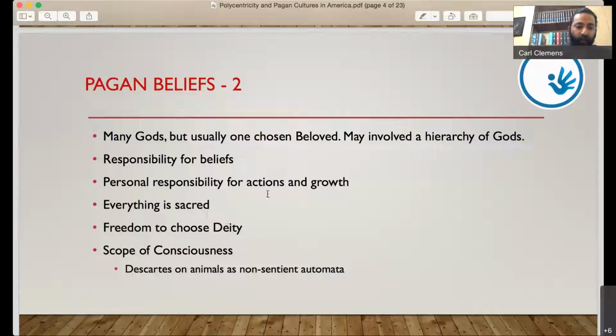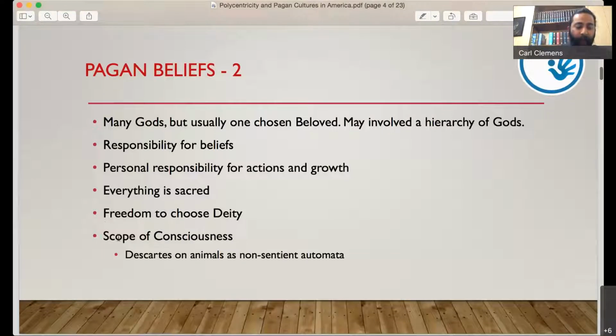The freedom to choose one's own deity. Again, this kind of goes along with responsibility for one's own beliefs. So even the deity that you choose is based on one's own inner pattern. It's sort of like your Adhisthata Devta. You have to find that yourself.